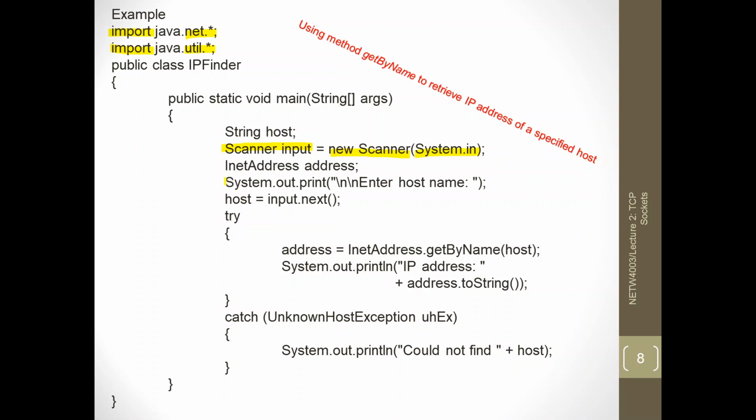If this code line is executed without an error, you will get the IP address of the host name that you have typed earlier displayed on your screen. However, if the DNS server cannot find the address of the host name, the catch UnknownHostException will work and the code line System.out.println "Could not find" and the host name that you have mentioned will be displayed on the screen.